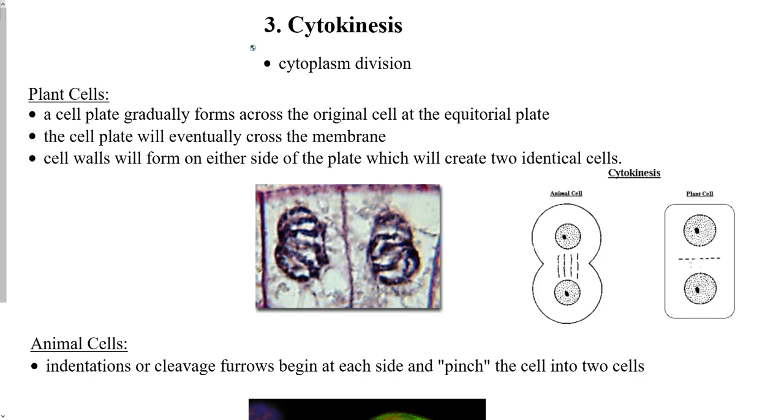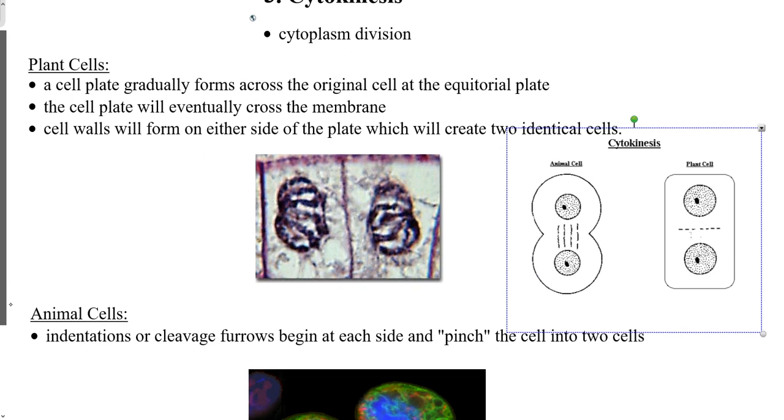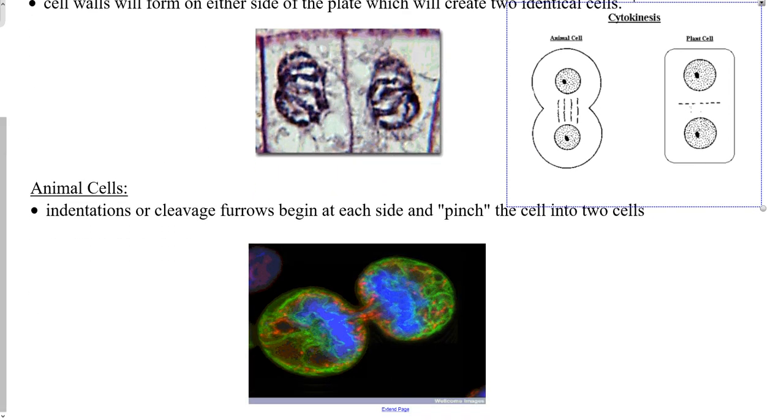Okay, in animal cells, indentations or cleavage furrows begin at each side and pinch the cell into two. So here's your pinch, and there's the plate that will form there. That will form the wall. And then this is also another cleavage furrow there, probably under an electron microscope.